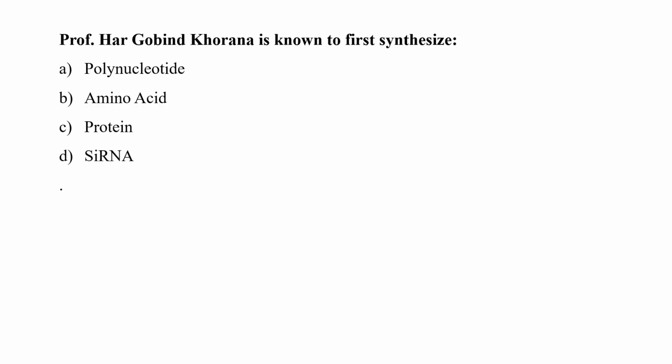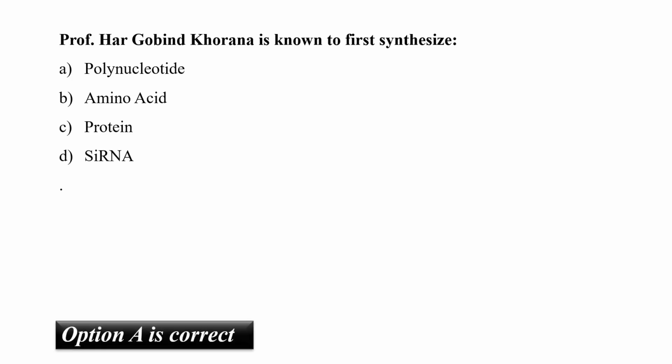Professor Har Gobind Khorana is known to have first synthesized polynucleotide, amino acid, protein, or siRNA. In 1968, the Nobel Prize in Physiology or Medicine was jointly awarded to Robert W. Holley, Har Gobind Khorana, and Marshall W. Nirenberg for their interpretation of the genetic codon and its function in protein synthesis. Khorana was one of the first scientists to demonstrate the role of nucleotides in protein synthesis and helped in cracking the genetic code. So he is basically first known to synthesize the polynucleotide. So option A is the correct answer.